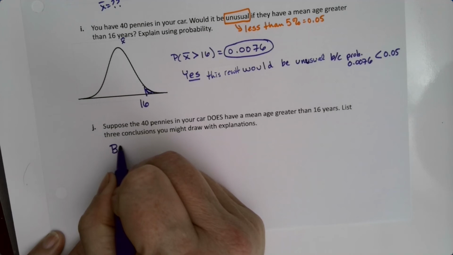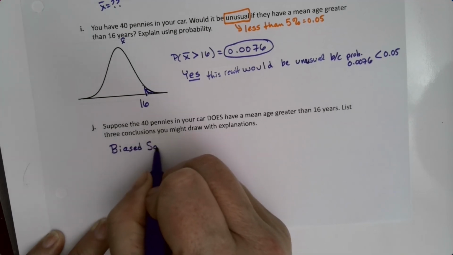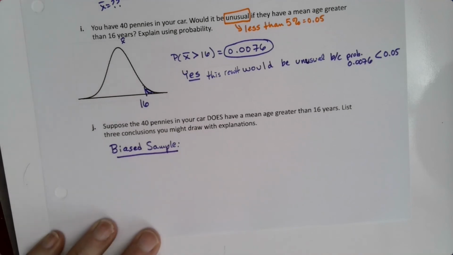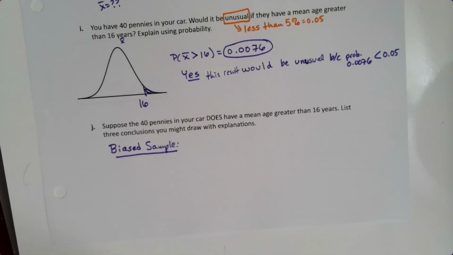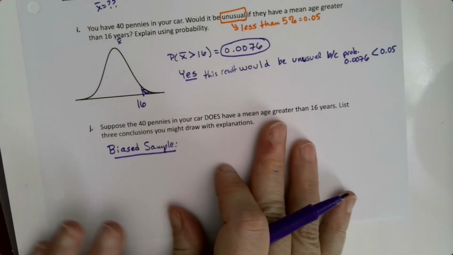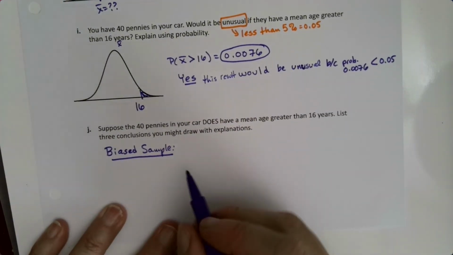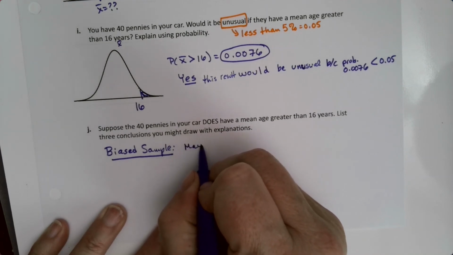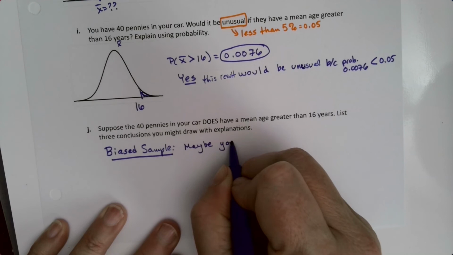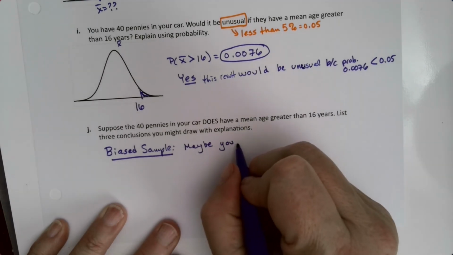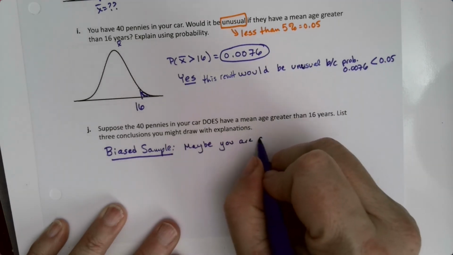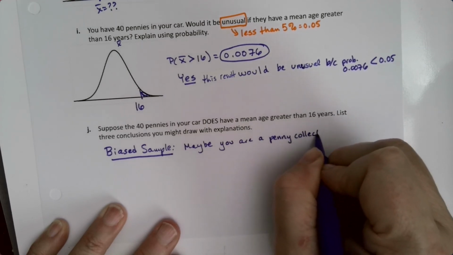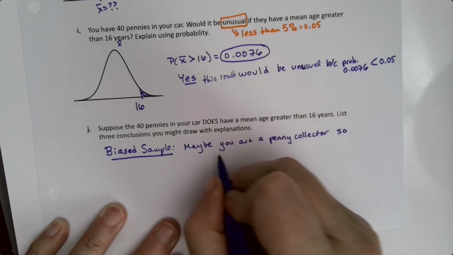All right, so there's 3 broad categories. You could have a biased sample. So maybe you're a penny collector. Maybe you're a hoarder. Maybe you're driving around in your grandparents' car and they just haven't cleaned it out since 1978. I don't know, right? So there's lots of different reasons. You're just trying to think of one. Maybe you are a penny collector. So your sample is biased.